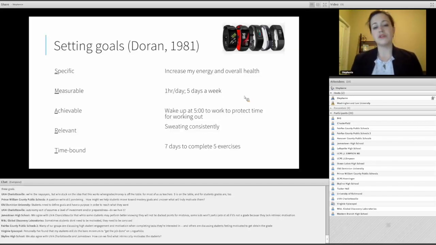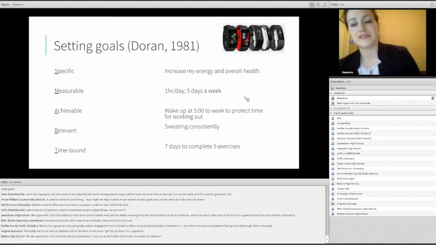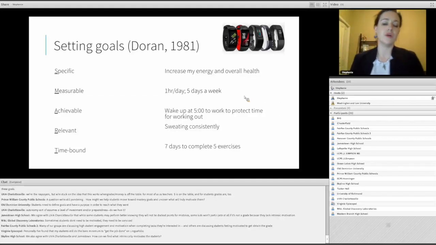I have a specific goal to increase my energy and overall health. The way that I'm going to do that, this is the strategy piece in the reflective learning cycles. I'm going to work out more, 1 hour a day, 5 days a week. It's achievable for me if I wake up at 5 o'clock to work out so that I can protect time for working out. It's relevant, and I know that it's relevant to my goal because I'll see myself sweating all the time. But it's time bound. I have 7 days every week to complete those 5 exercises. I know what I'm trying to achieve, how I'm trying to achieve it, and by when I want to achieve it.